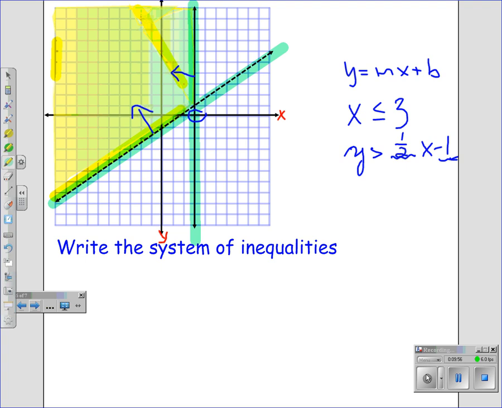You need to be able to write inequalities for me from a graph. When it's a diagonal line, you need the slope and the y-intercept, and you have to decide which inequality sign to put in. When it's a vertical line, it's x. When it's a horizontal line, it's y.